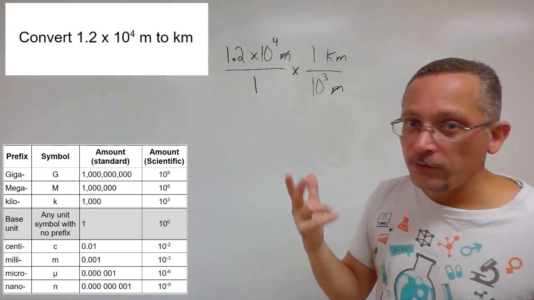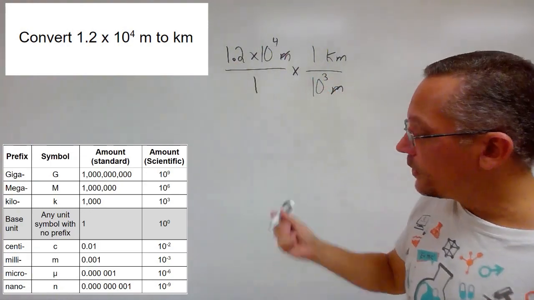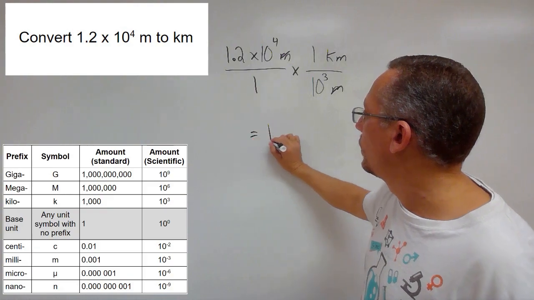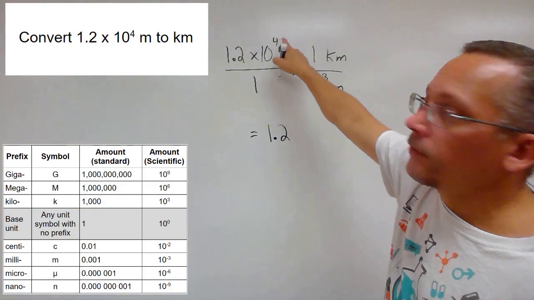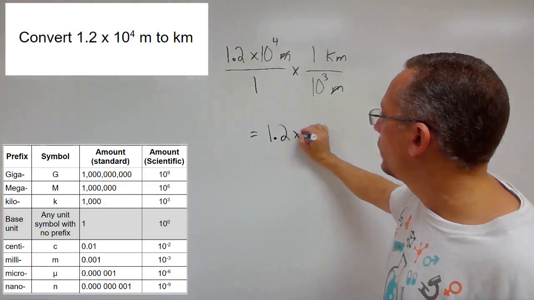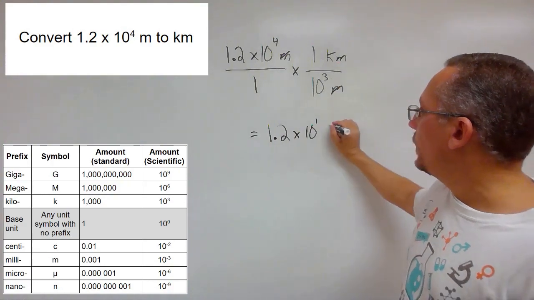If you remember your exponent rules, all we have to do is subtract those exponents. So I have 1.2, and then 10 to the 4th over 10 to the 3rd, 4 minus 3, 10 to the 1st. And this will be in kilometers.